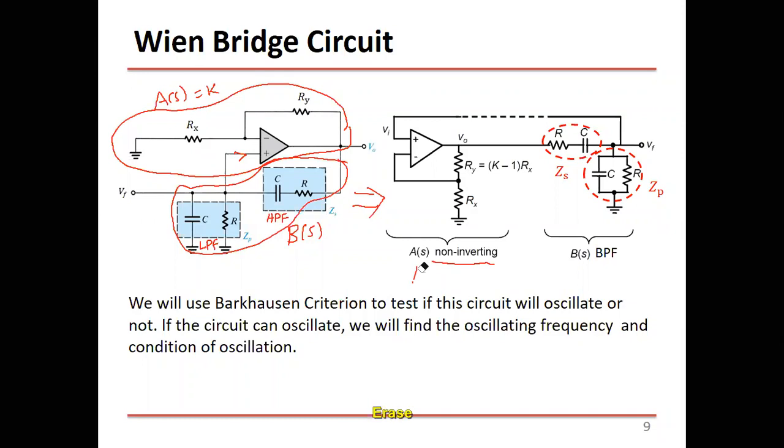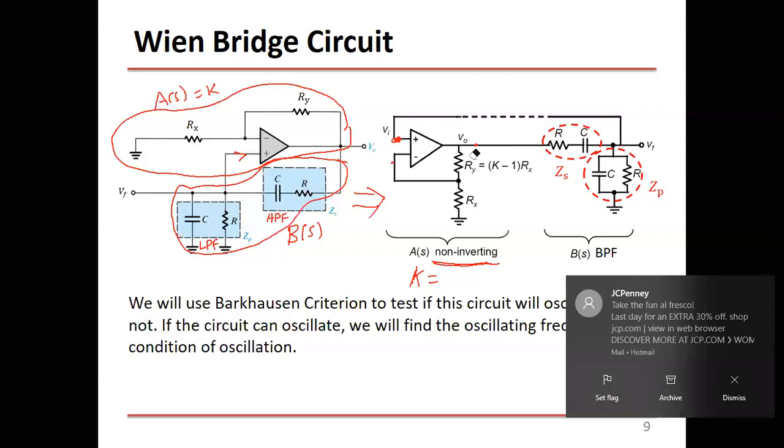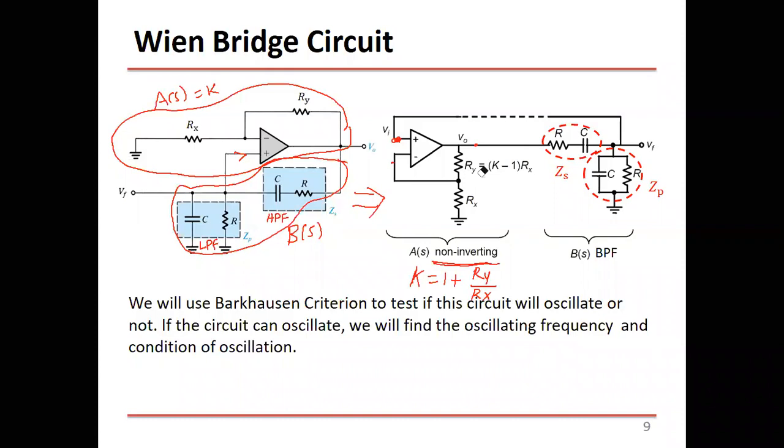So K equals, how much is the gain here? Can you tell me? From this point, Vn, to the V out. This block is a non-inverting amplifier. What's the gain of a non-inverting amplifier? Do you remember? So 1 plus R2 over R1. That's correct. In this slide, R2 is called RY and R1 is called RX, though you might find R2 and R1 in the textbook.